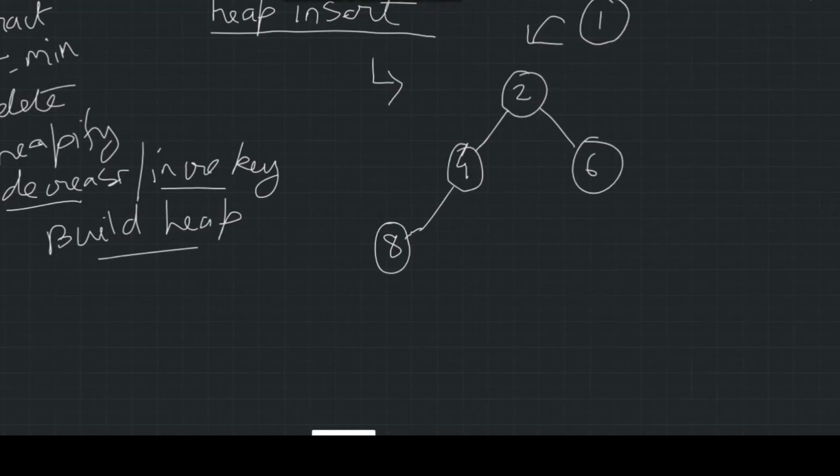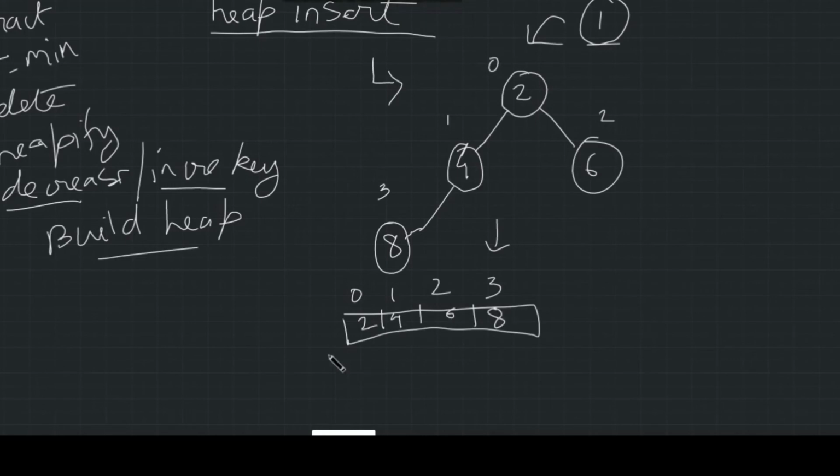First, we can make an array representation of this min heap. This will be at index 0, this at index 1, this at index 2, and this at index 3. So the value at index 0 is 2, then 4, then 6, and 8. What is the size of this array? The size of this array is 4.